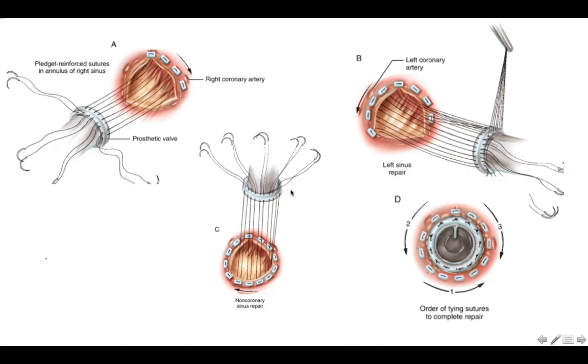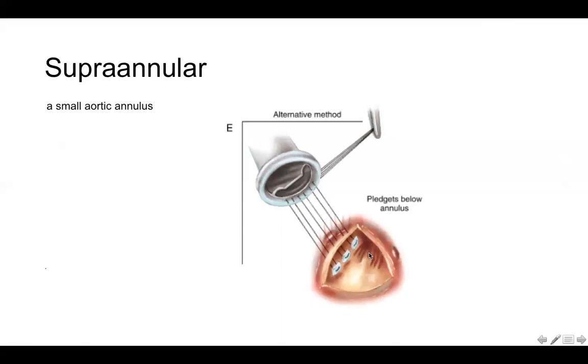After that, tightening the sutures is according to surgeon preference. Some surgeons start from the commissure between the left and right, then towards the non and right, and again to the other side, and end with the non-coronary. But what I found in the literature and in the surgical technique book is that they started from the non-coronary, then tied the commissure between the left and right to seat the valve, then started from the left and ended with the right. So in case of a small annulus, you put the pledget from the ventricular side to implant the valve as a supra-annular technique.